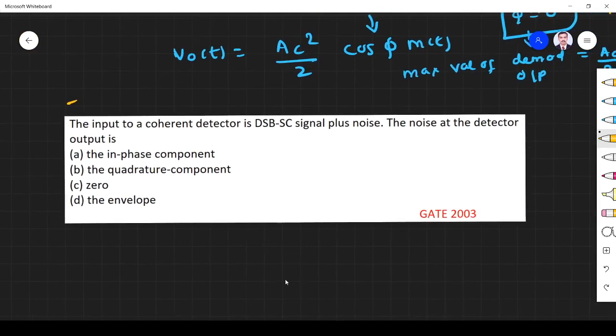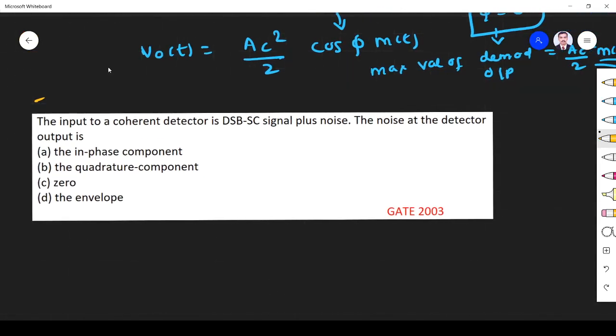So this is what we have to know about the coherent detector. Now you see this GATE question. The input to a coherent detector is a DSB-SC signal plus noise. The noise at the detector output is... What is the thing they are asking? It is the in-phase component, quadrature component, 0 or envelope.